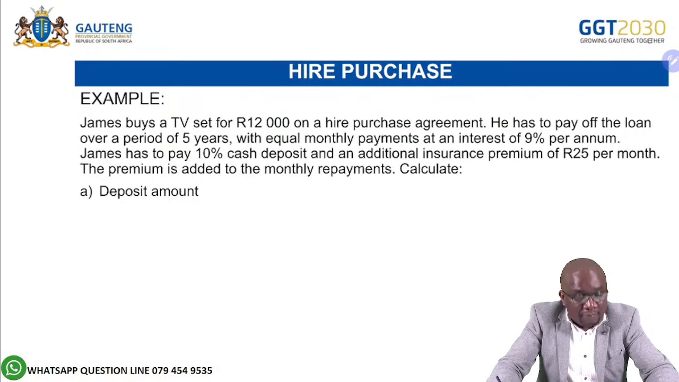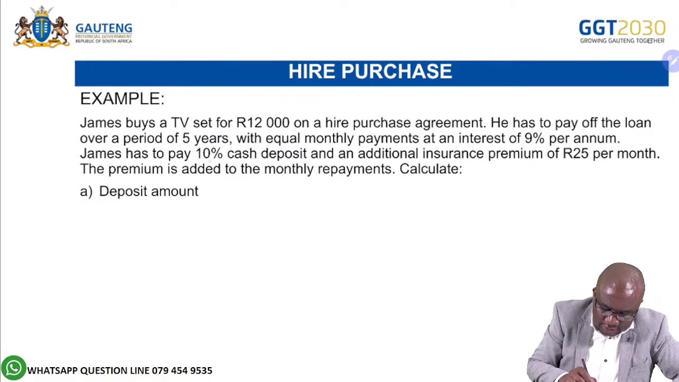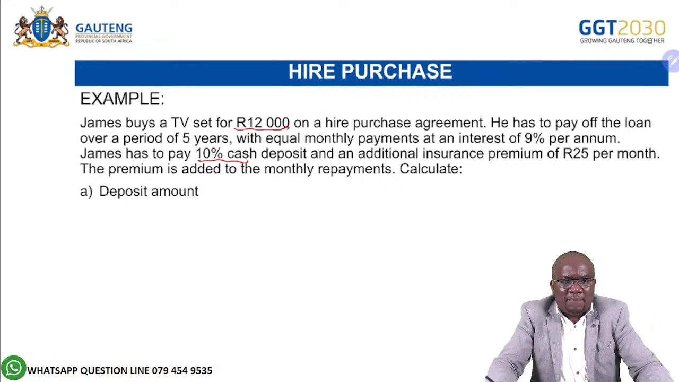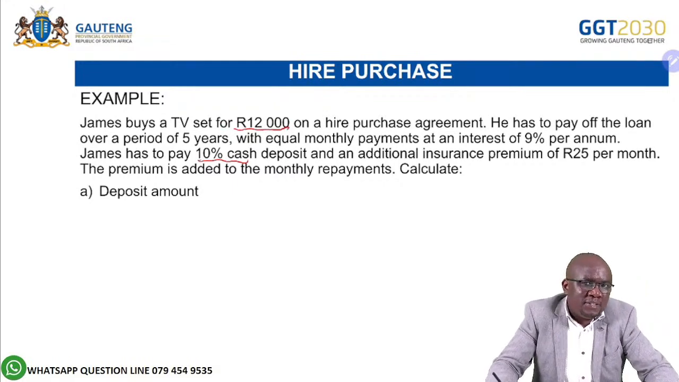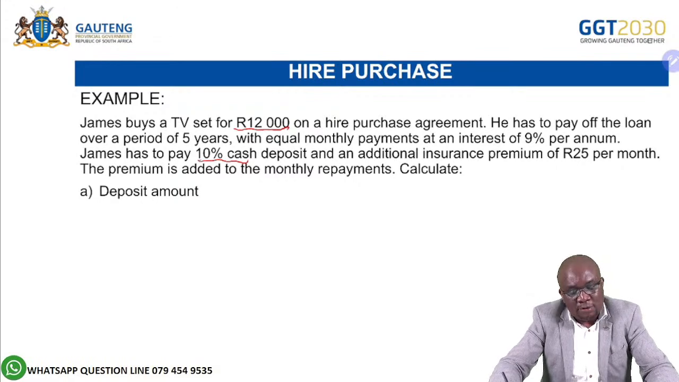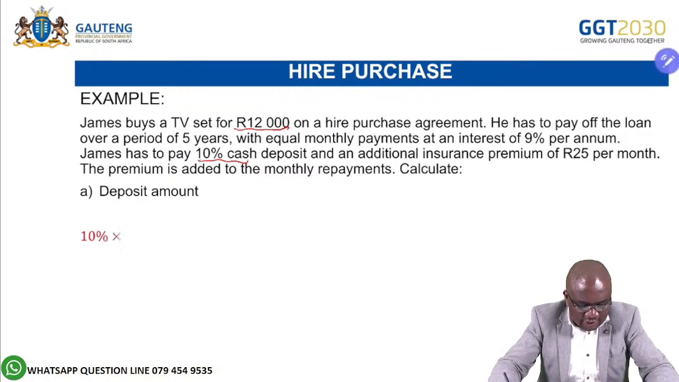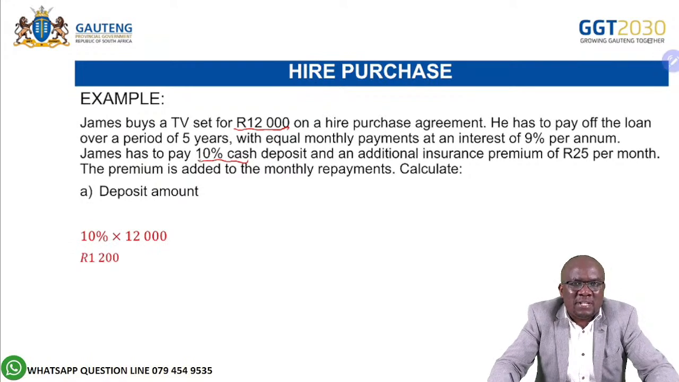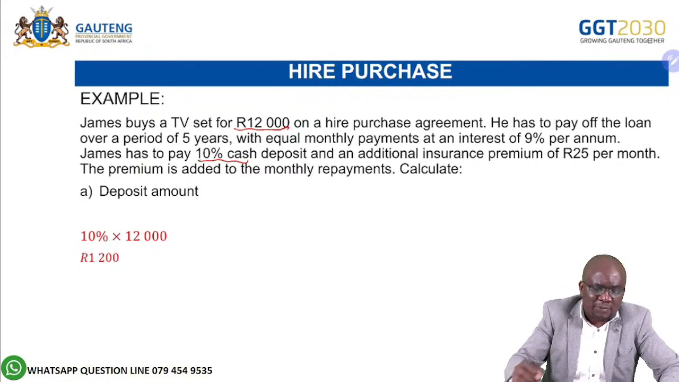Now the deposit amount, what we do, we're finding 10% off. You know, from primary school, off means times. 10% of 12,000, and then it means the deposit amount is 1,200. Mark your work.